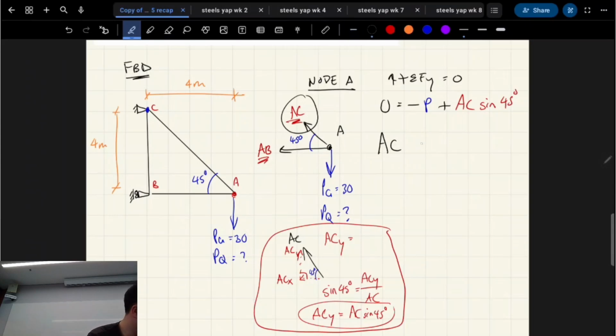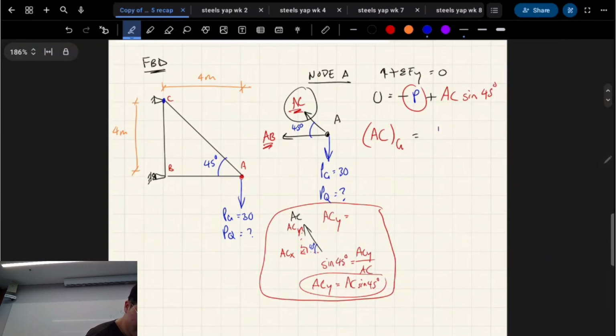AC. The thing about our external force P is that it has two subcomponents, right? So we want an expression to find the amount of G in our diagonal truss member, and we also want an expression to find the Q in it. So we're just going to write it as two separate expressions. It kind of diverged. You can think of it like that, right? That is equal to PG over sine 45.